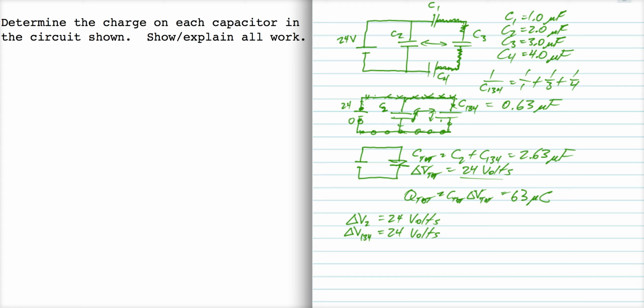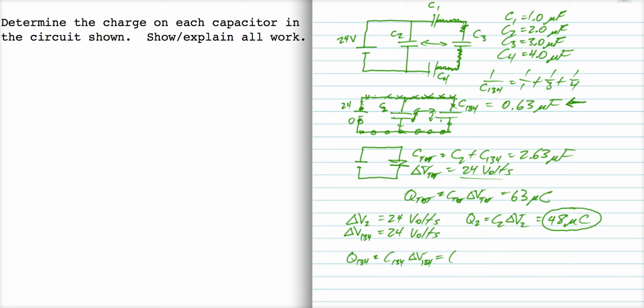So for capacitor 2, I can say that Q2 is C2 delta V2. So that works out to be 48 microcoulombs. So I'm done with Q2. And now I got to take that capacitor 134 and figure out what's going on. Well, the charge on capacitor 134 is equal to C134 times delta V134. And C134 I got from up here, yeah?